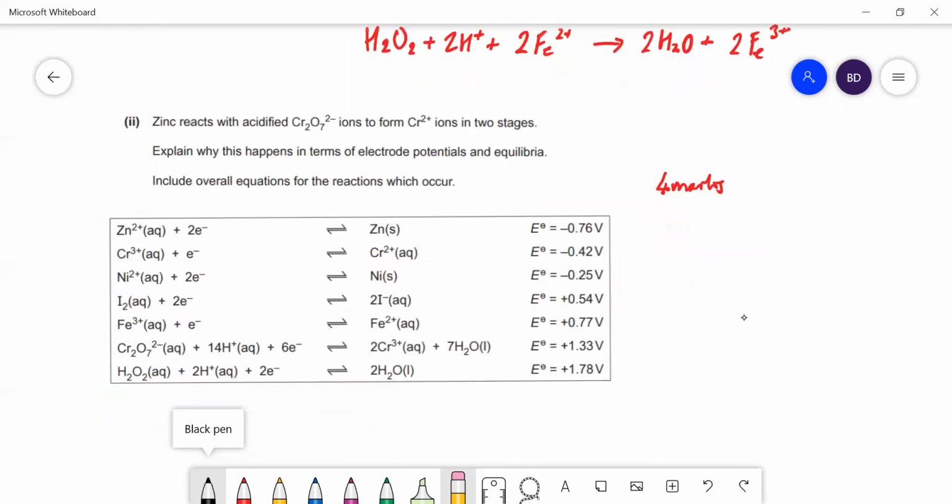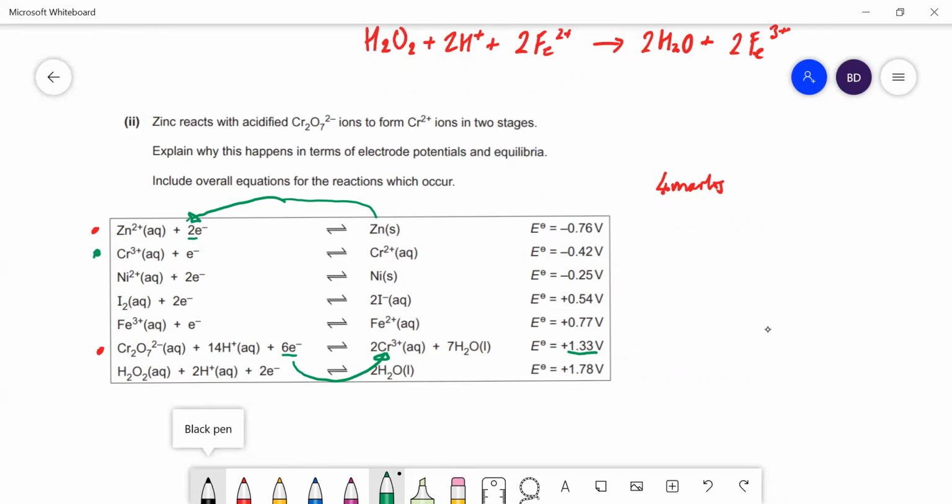Okay, so which half equations are we going to be interested in? We need the dichromate one here, and we need the zinc one, and later on we're also going to need this one here. Let's look at the 2 ones I've marked in red first of all. Which one is the most positive? Well, it's the dichromate one. It's positive, so it's best at taking in electrons. It's going to take in those electrons and go forwards. This is the most negative one. It's best at giving out electrons, so it's going to push away those electrons, it's going to go backwards.